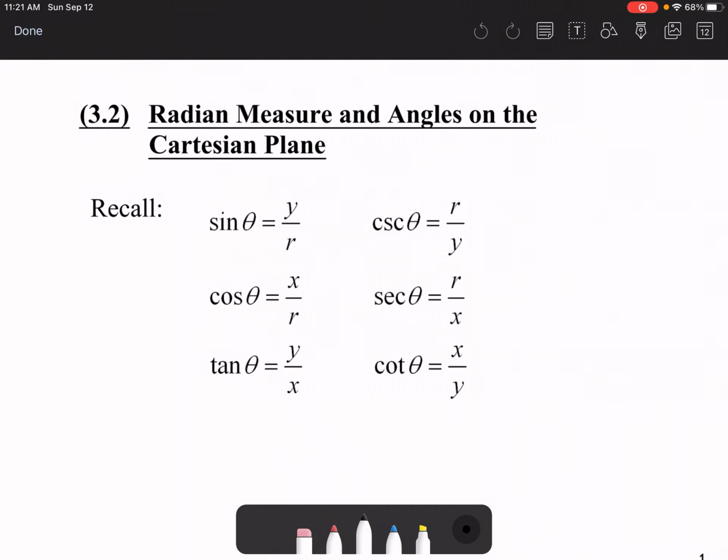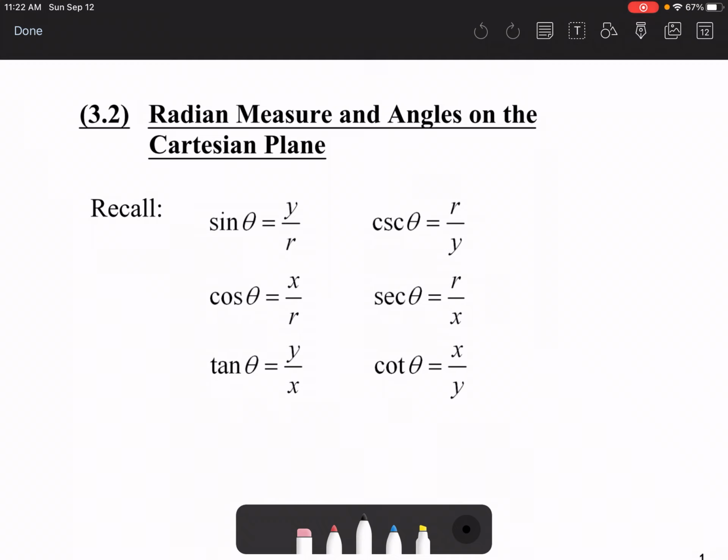Hello and welcome to lesson 3.2, Radian measure and angles on the Cartesian plane. Today what we're going to take a look at is how to actually use any measurement or angle on the Cartesian plane and use it in relation to radian measure.